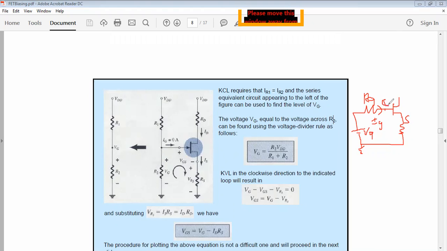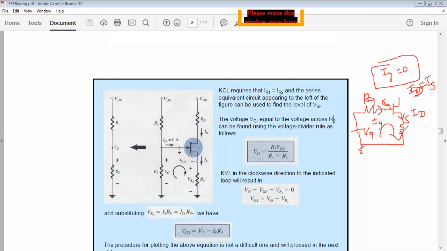This is gate. Now the current flowing through the source terminal is ID. In a MOSFET or FET, you must remember that whenever Ig is equal to 0, in all cases Ig is equal to 0, then the remaining one is drain current is equal to source current. This is drain. Drain current is equal to source current.